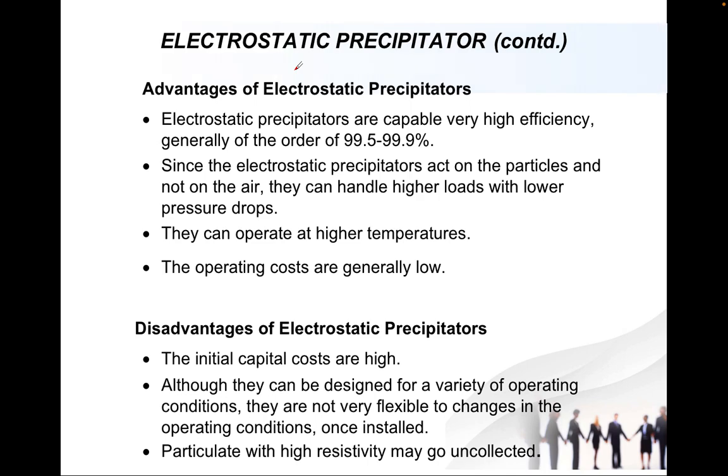The main disadvantage is the high initial capital cost, and we also have to provide continuous electricity to the precipitator. The main advantage is its very high efficiency. It is very effective at reducing particulate matter, with an efficiency of nearly 100%, in the range of 99.5 to 99.9%.